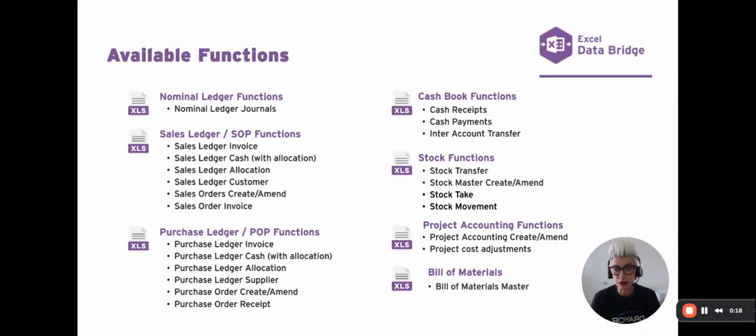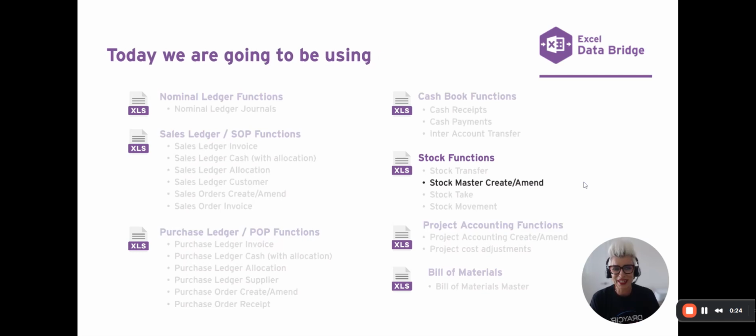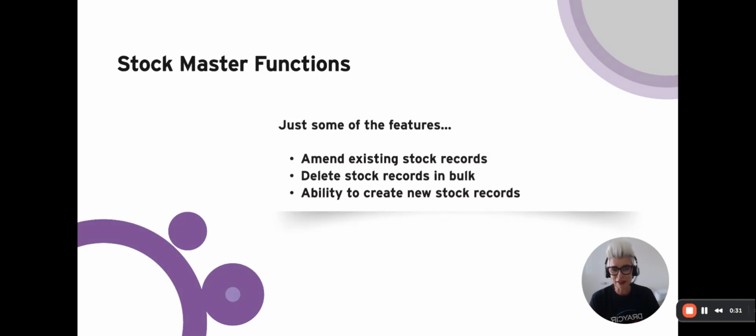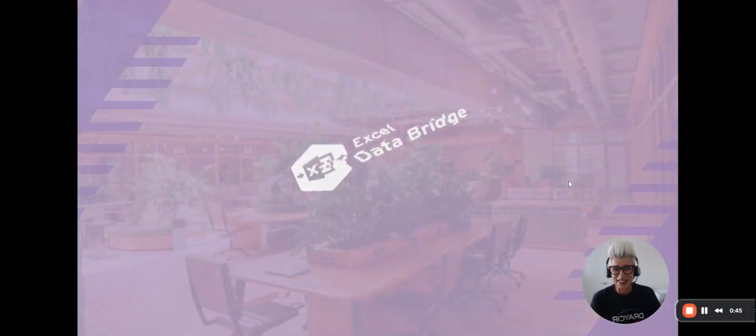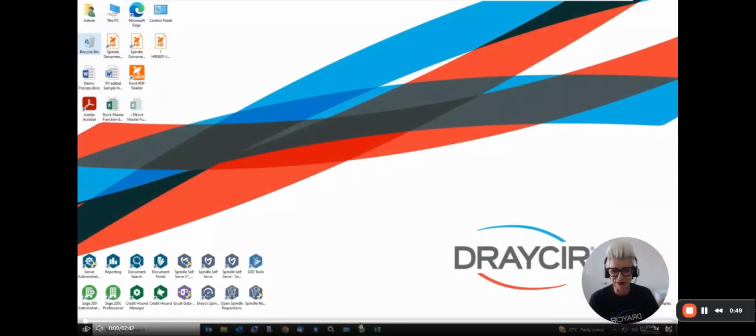Okay, so if you're watching this recording, you probably already know what Excel Data Bridge is. You're probably not aware of quite how many functions we have in total. Today we're going to focus on Stock Master. So Stock Master is used for a range of different things. The three key areas are amending existing stock records, deleting stock records in bulk, and also, this is what we're going to look at today, the ability to create new stock records. So let's dive into the software and have a look at it in action.